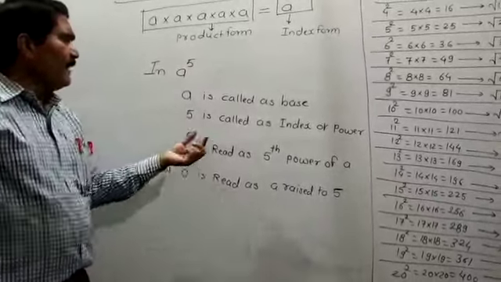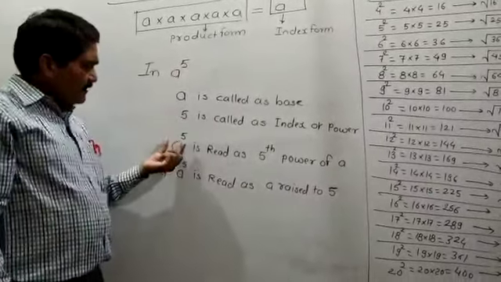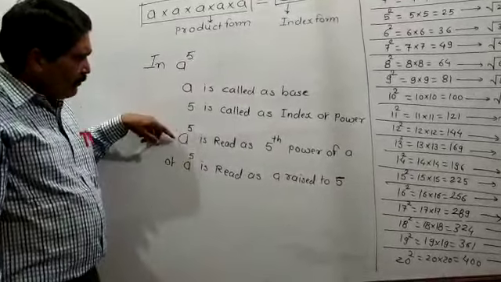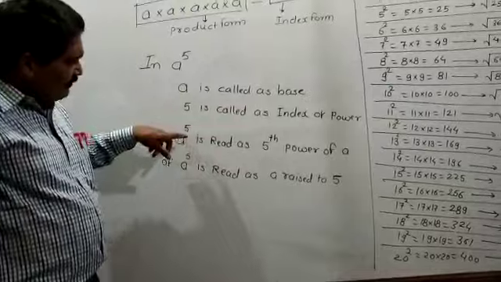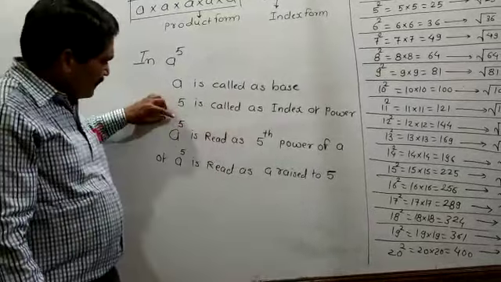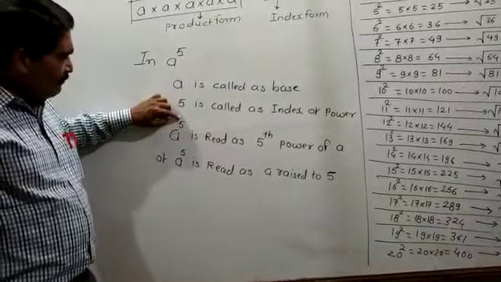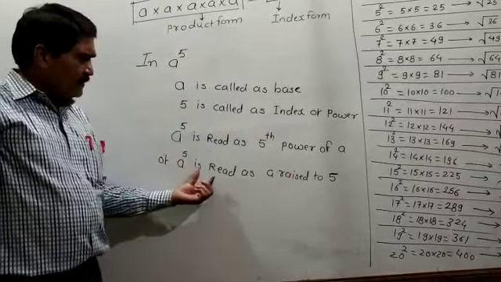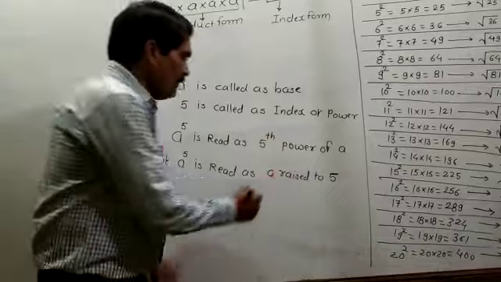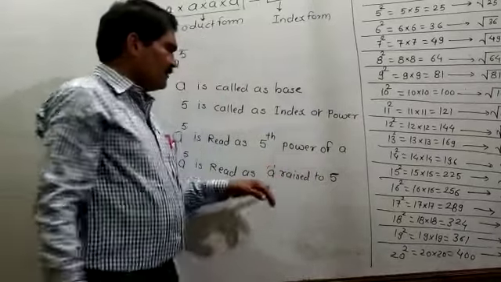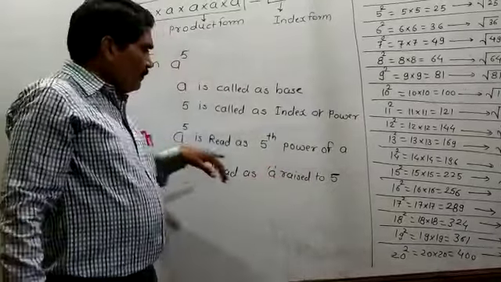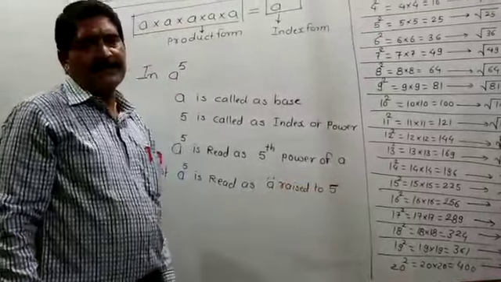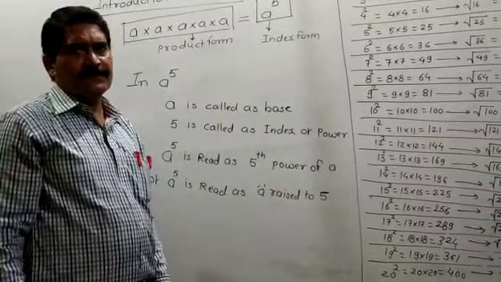Then a raised to 5, how do you have to read this? You have to say fifth power of a. You have to read the power first. Fifth power of a. Or this will be read as a raised to power 5, or a raised to 5. In this way you have to read these things.